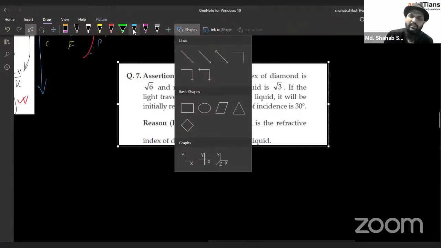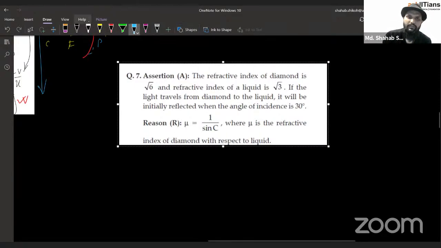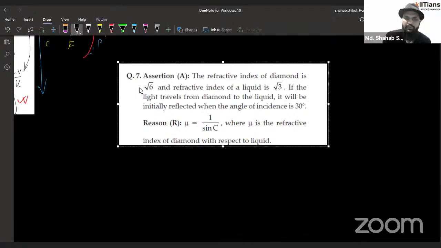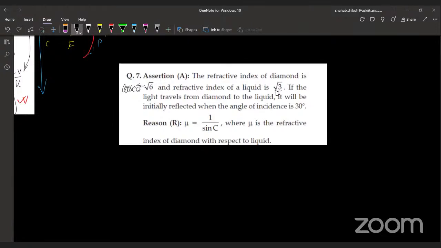√6 is approximately how much? 2.42. So this is correct. Diamond has this much refractive index, 2.42. The refractive index of the liquid is √3. Fine, because √3 is approximately 1.7, 1.734.